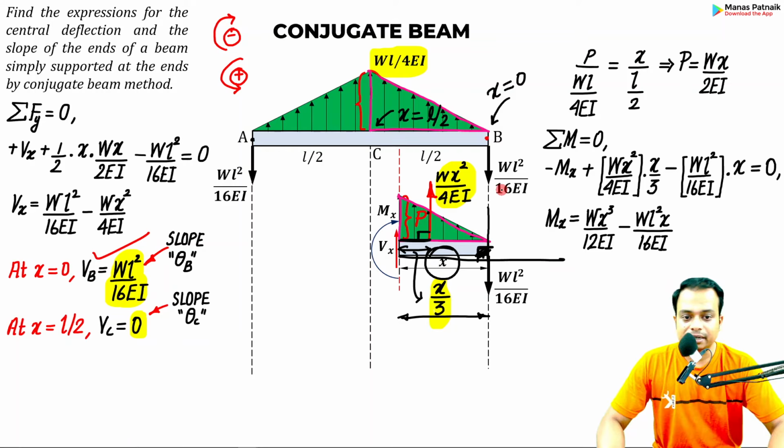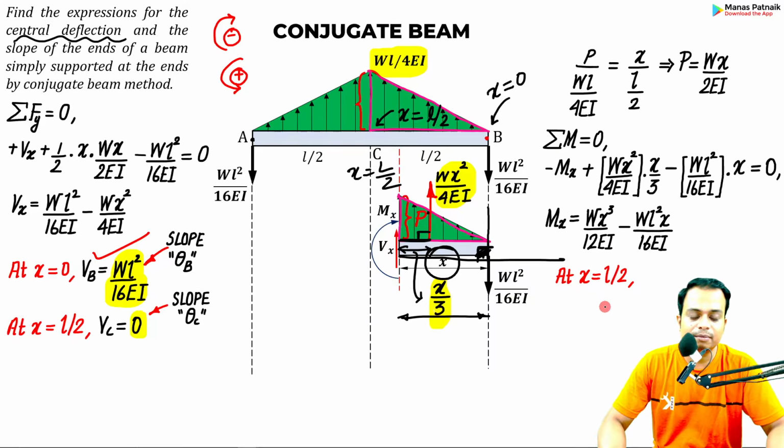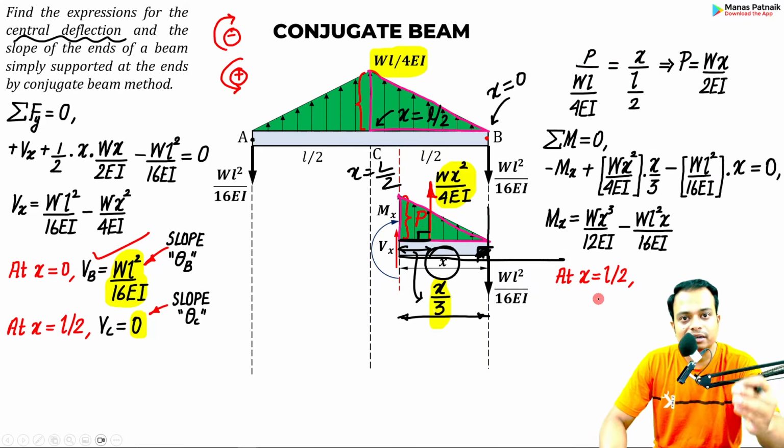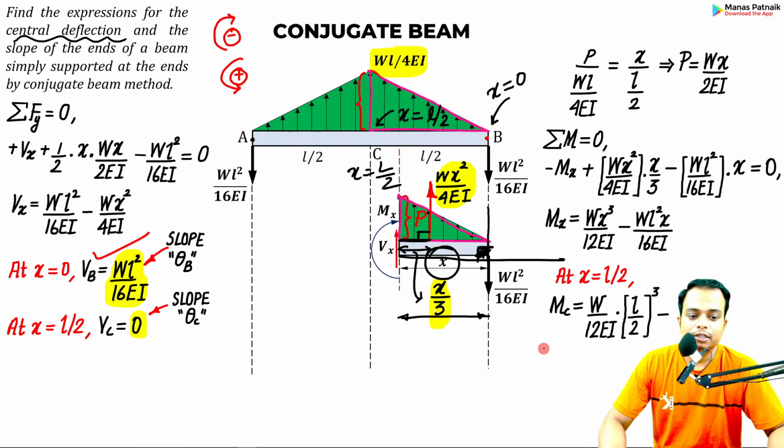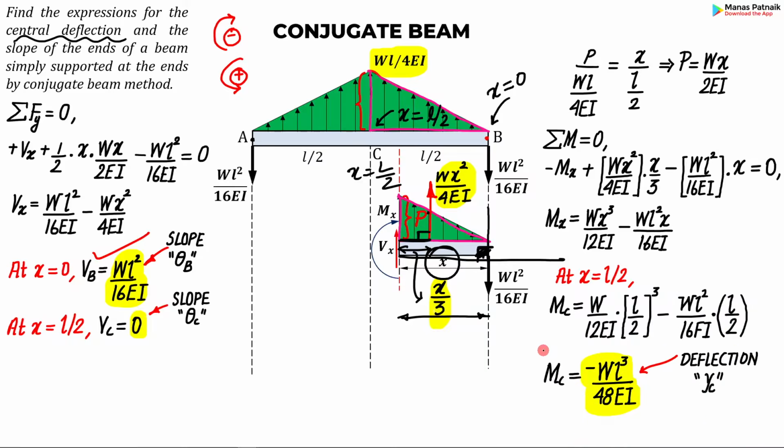Now, when you plug in the value, what do you need? You need the central deflection. That means x is going to be equal to L by 2. Just put the value of x as L by 2. You are going to get the central deflection. It's very simple. Solve for it. This is what you get. That is the deflection, and you can clearly see you got a negative value.